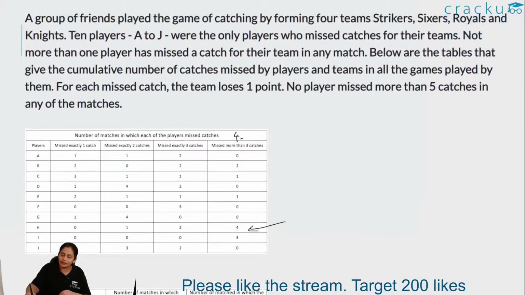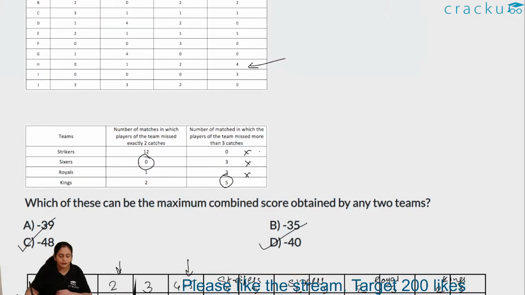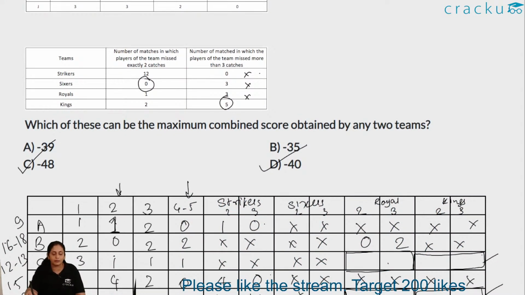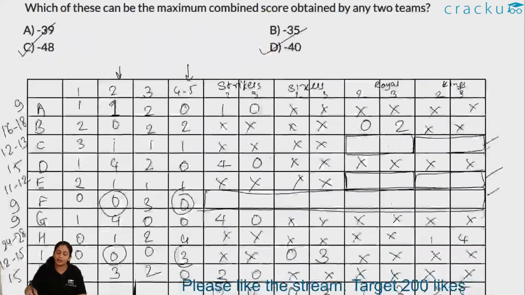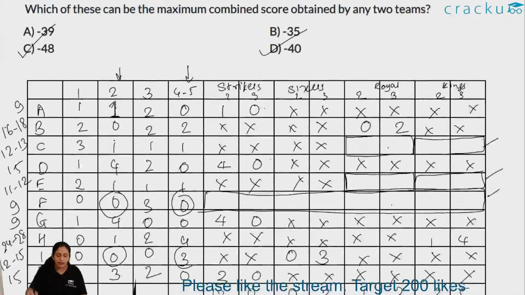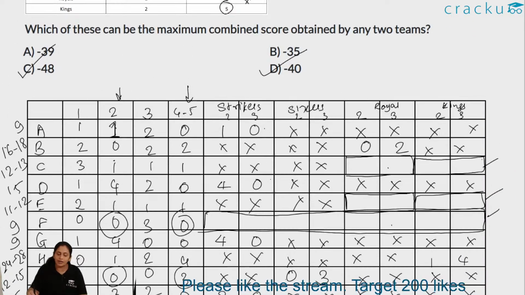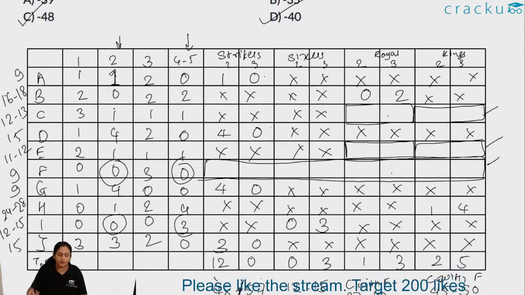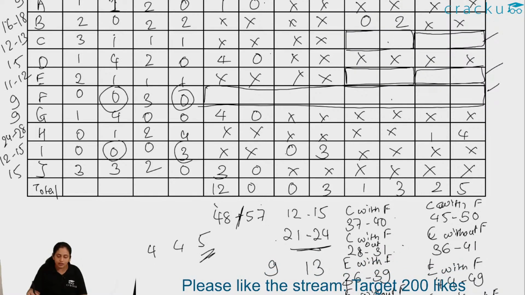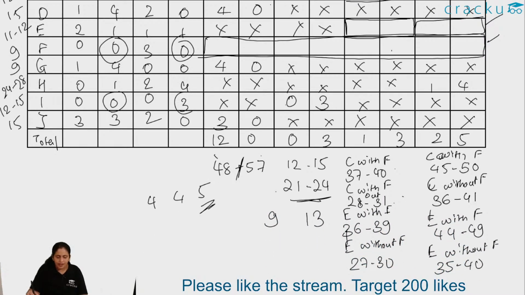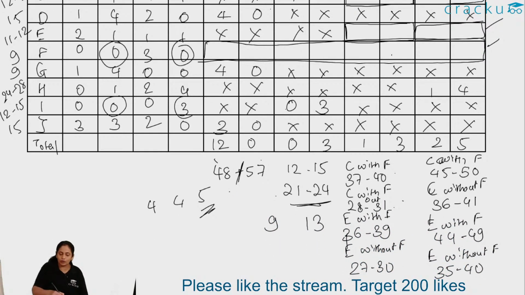Now let's take a look at the next question, which is over here. Which of these can be the maximum combined score obtained by any 2 teams? So let us take a look at the options. You have minus 39, minus 35, minus 48, minus 40. Can I have minus 39? If you have minus 39, all of these are out of contention anyway.